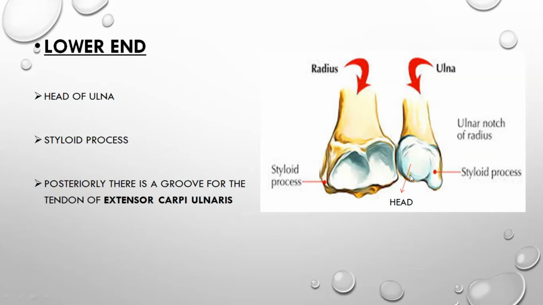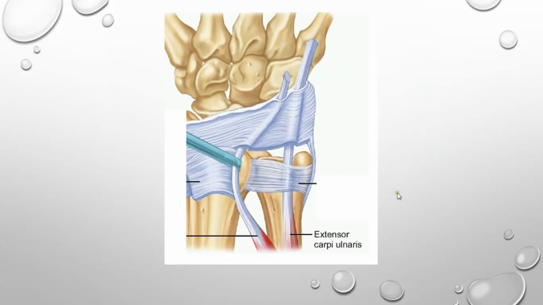The head of ulna is mainly covered by articular disc. The second is the styloid process, which is the downward projection of the lower end. Now posteriorly, on the lower end, there is a groove for the tendon of extensor carpi ulnaris. This is the tendon of extensor carpi ulnaris. This tendon runs in a groove which is present on the posterior surface of the lower end.